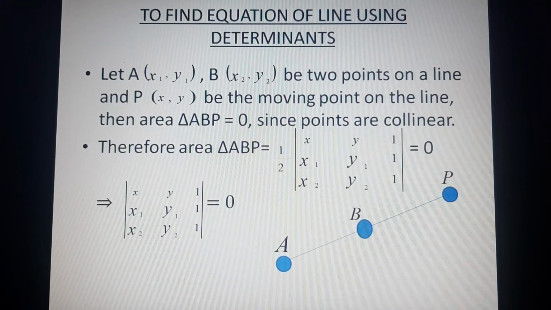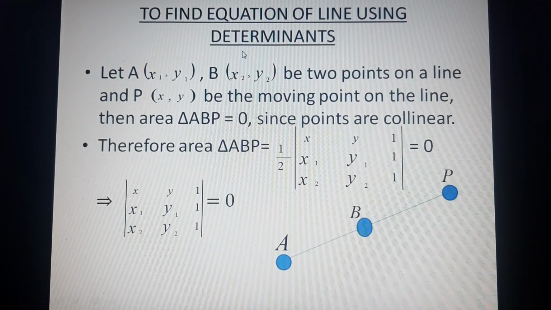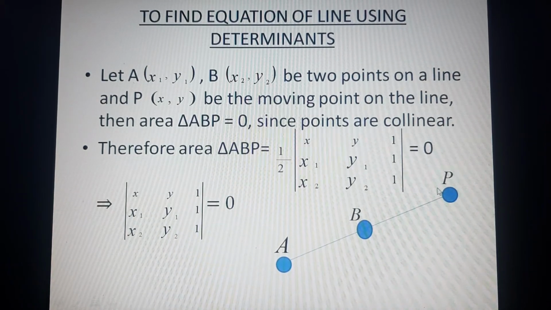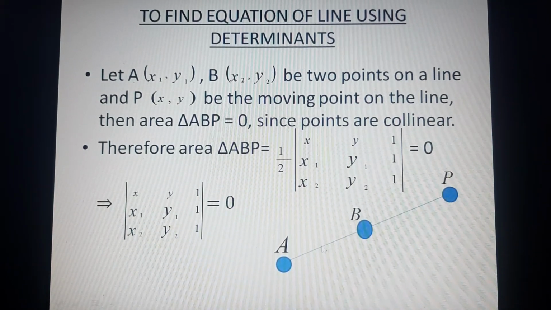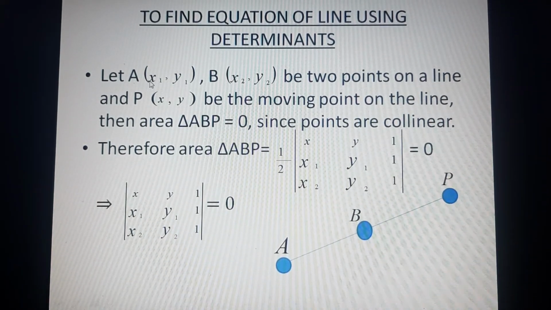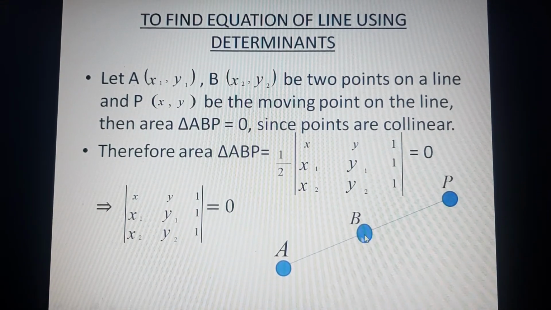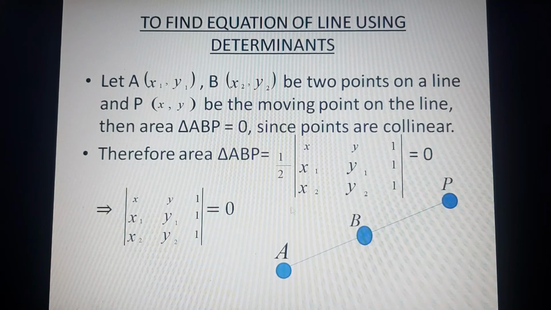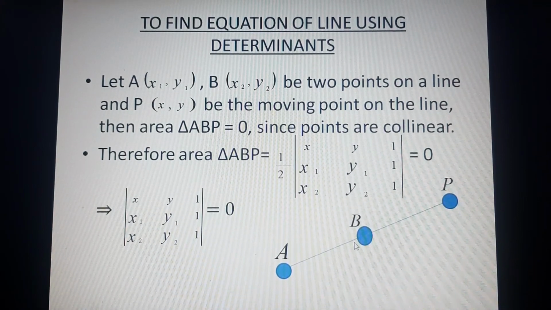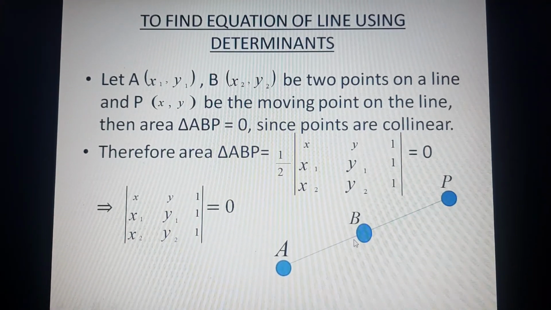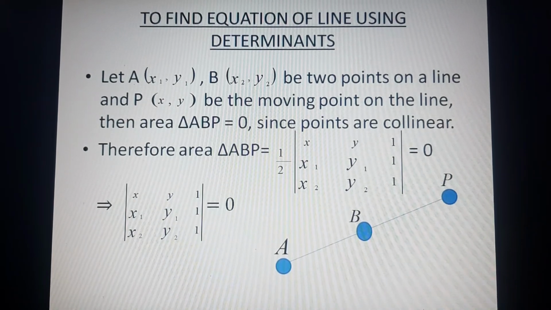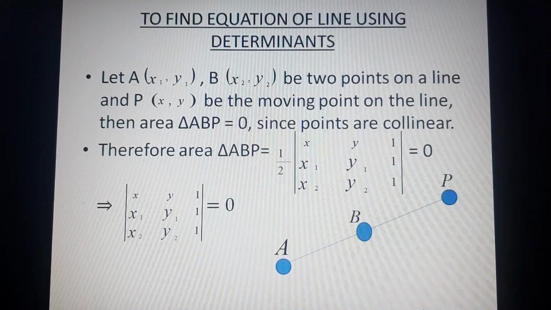Another application of determinants is to find the equation of line. Here you can see a line ABP. I have taken 2 points on it, x1 y1 and x2 y2. This we used to do in class 11. If 2 points A and B are given on a line, we use the 2-point form in straight lines to find the equation of line.